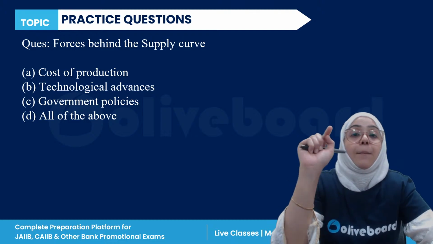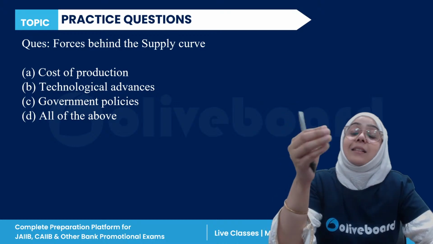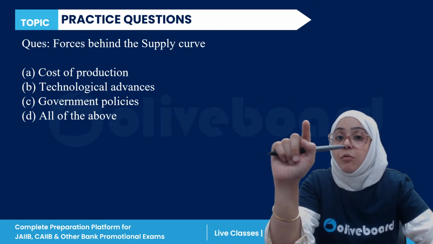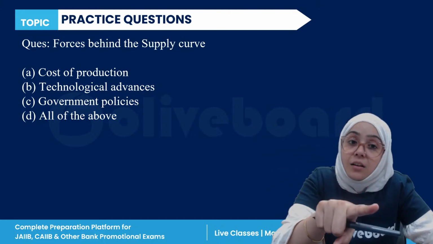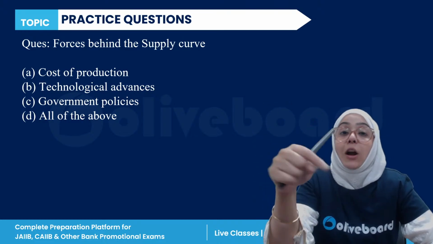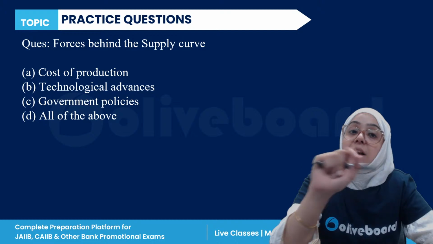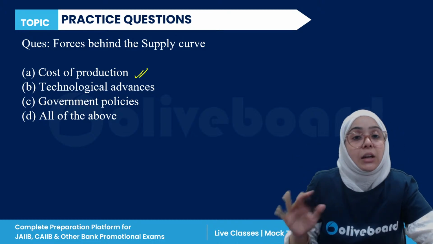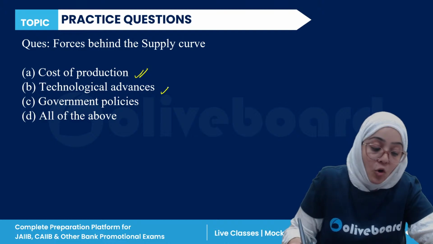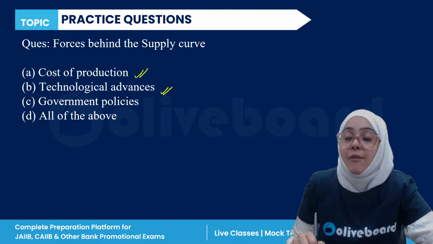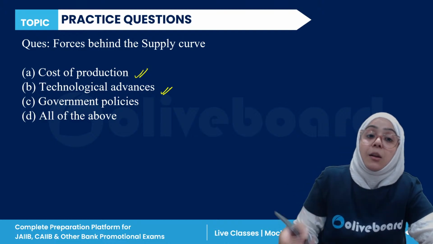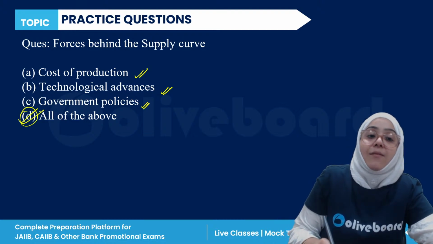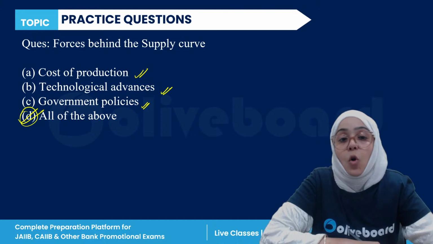So when I was talking about the movements and the shifting, in shifting I said that the price will be constant while other factors affect the supply. Now what are the other factors which are affecting the supply? There are different costs of production, different technological advancements, and government policies which are affecting the supply. So obviously all of the above is the correct answer.